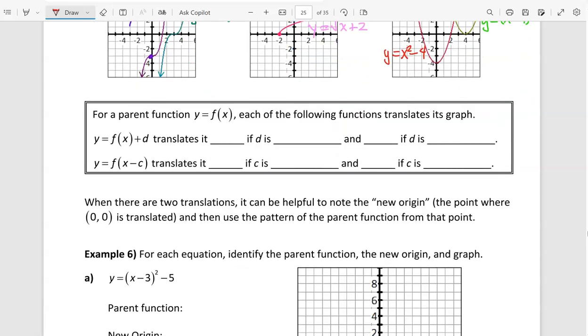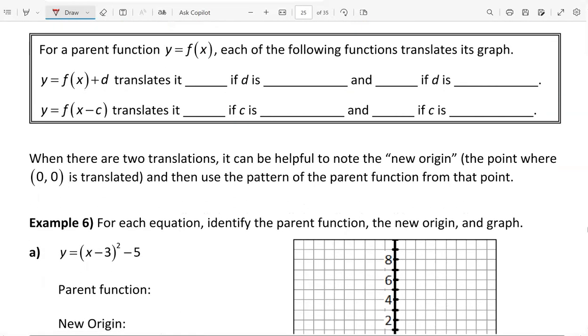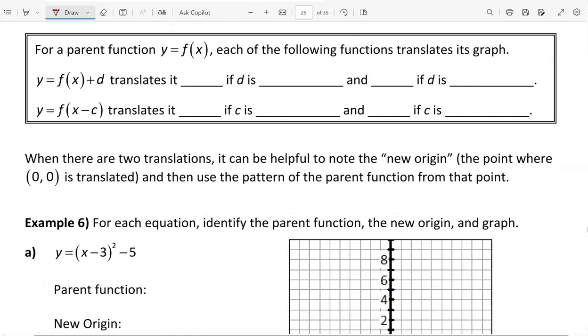We can generalize all of these translations for any parent function. The graph of y equals f of x plus d, where the d is added to the outside of the function, translates the graph up if d is positive, and down if d is negative.